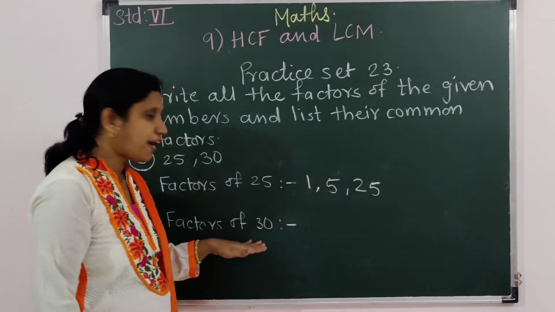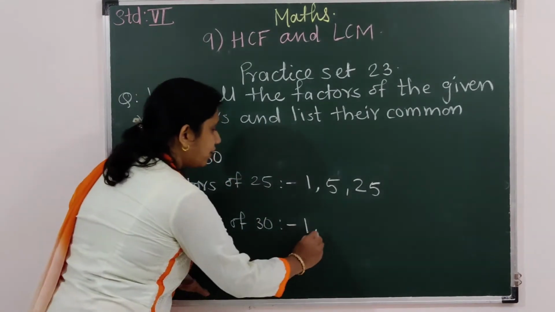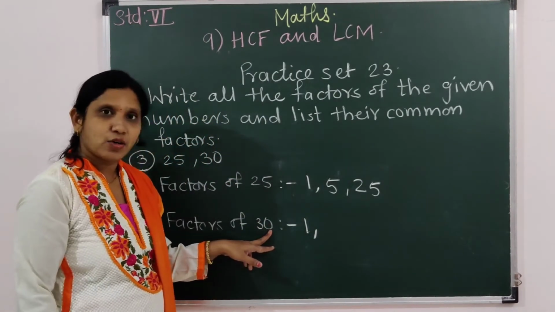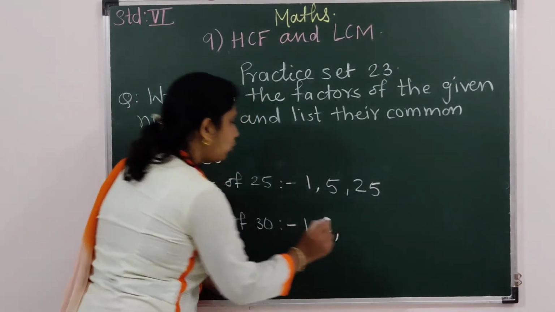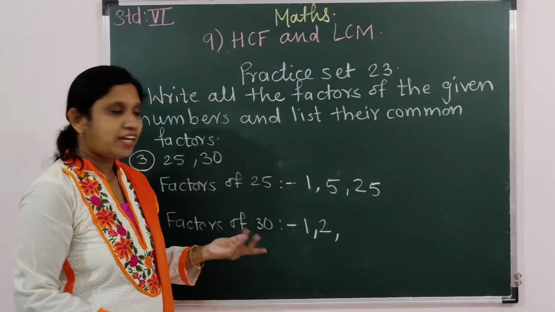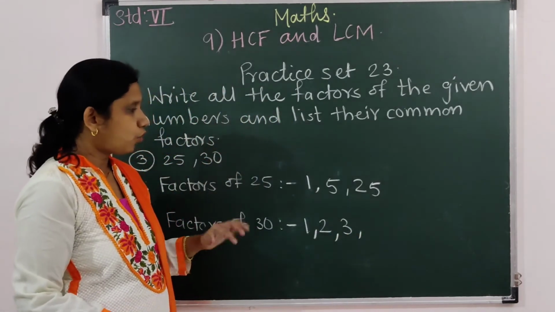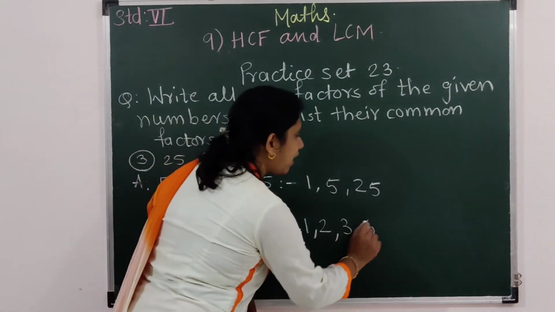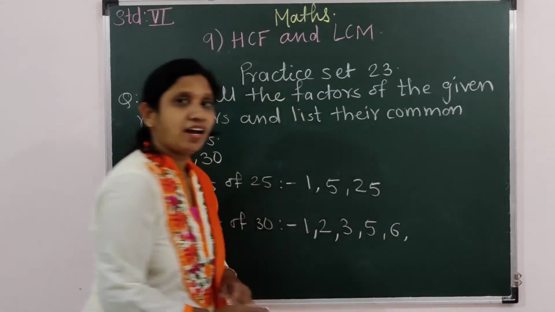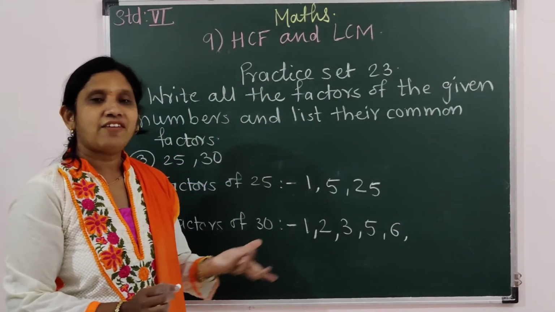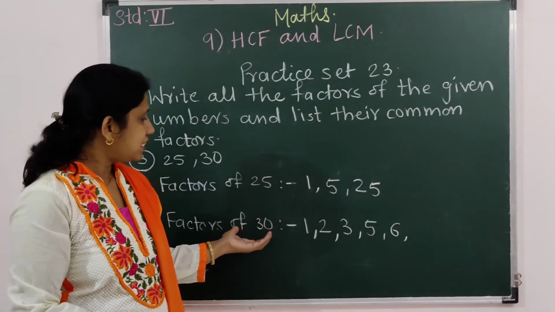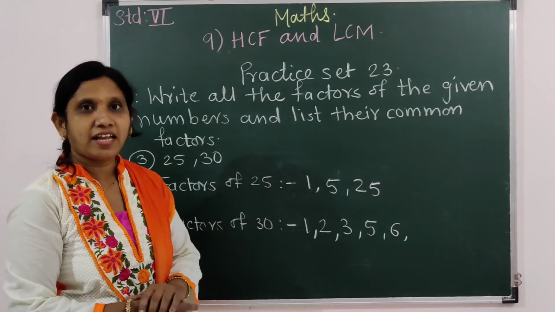Now let's write the factors of 30. 1. The unit place digit is 0, so it is divisible by 2. Now 3 plus 0 is 3, so 30 is divisible by 3. By 4 not possible. Yes, 5 sixes are 30, 6 fives are 30. Then 7, 8, 9: the number 30 is not there in those tables.